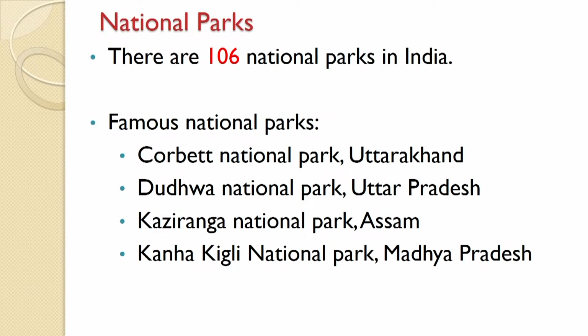So based on this parameter, there are actually 106 national parks in India that have been declared by the Government of India. The famous national parks of our country are Corbett National Park, that is found in Uttarakhand, Dudhwa National Park, that is found in Uttar Pradesh, Kaziranga National Park, that is found in Assam, Kanha Kisli National Park, that is found in Madhya Pradesh.